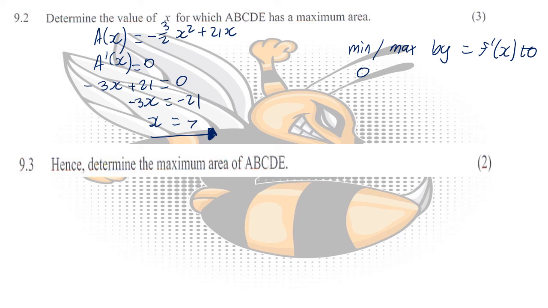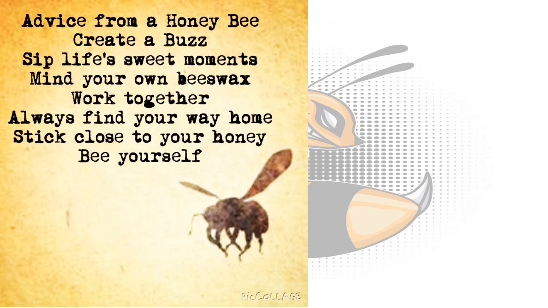Okay. And now 9.3 just asks you, hence, determine the maximum area of ABCDE. So we can now say the area will be at a maximum where my x value is 7. So that gives me minus 3 over 2 times 7 squared plus 21 times 7, which would just be 73.5 square meters. And then that is that for optimization.